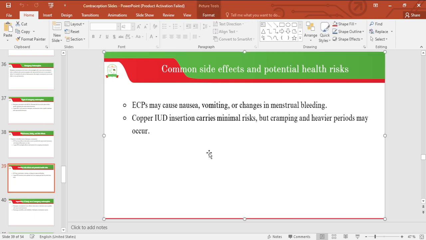Common side effects and potential health risks. Emergency contraception pills may cause nausea, vomiting, or changes in menstrual bleeding. Copper intrauterine device insertion carries minimal risks, but the client may have cramping and heavier periods.